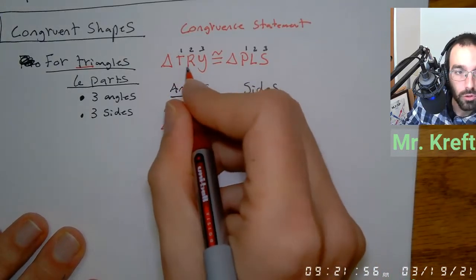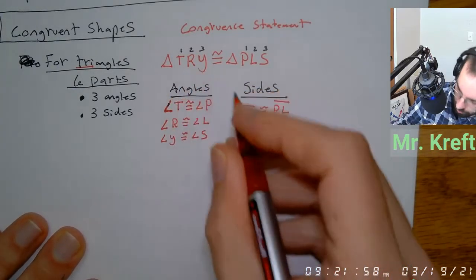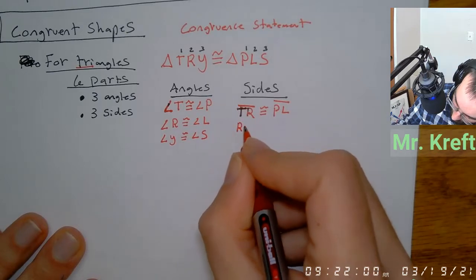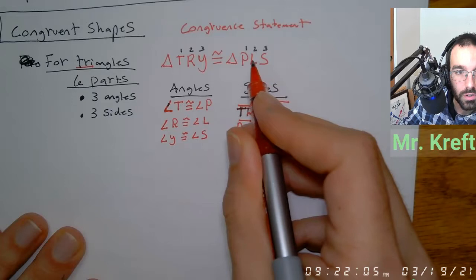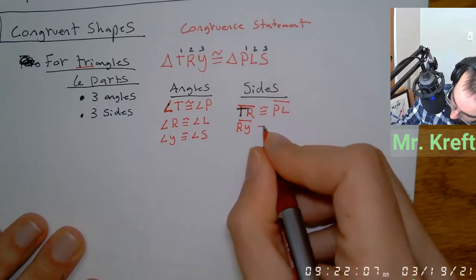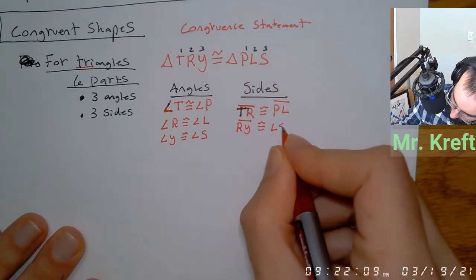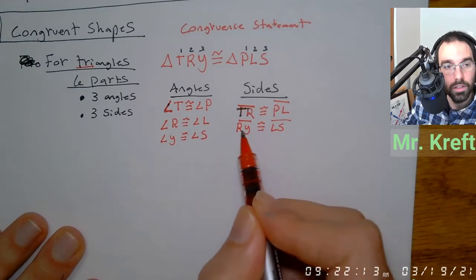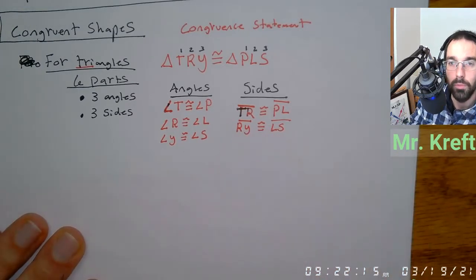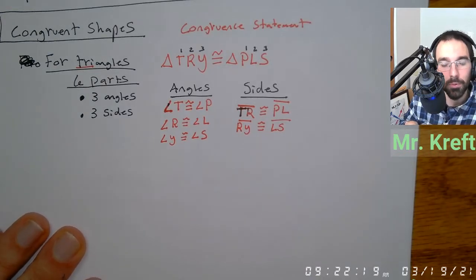Okay, so I used the first 2, right? So let's use the last 2. So I can use RY, and if these last 2 go together, then it should go together with the last 2 here. Okay, and you can double check. R still goes with L, Y still goes with S. So we're preserving that order.